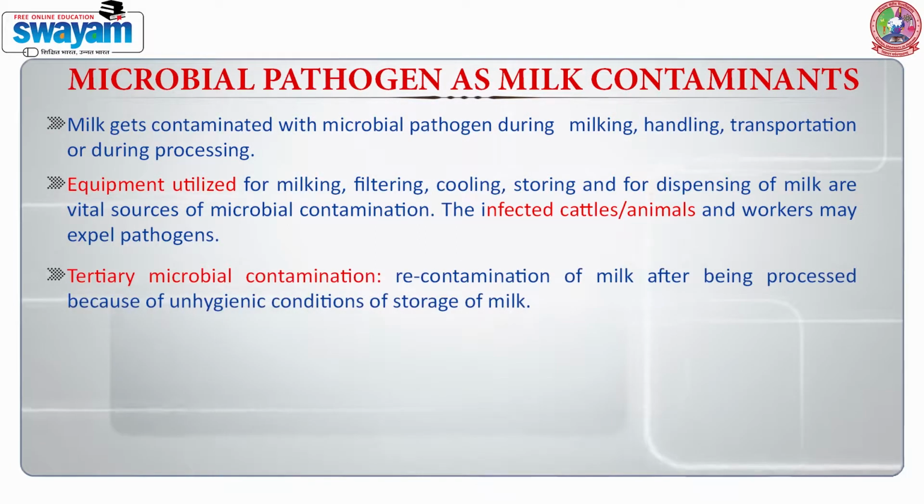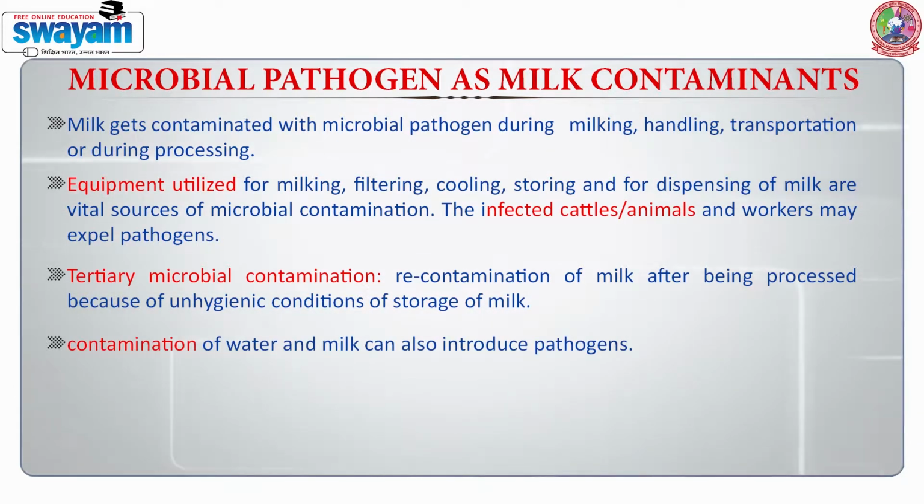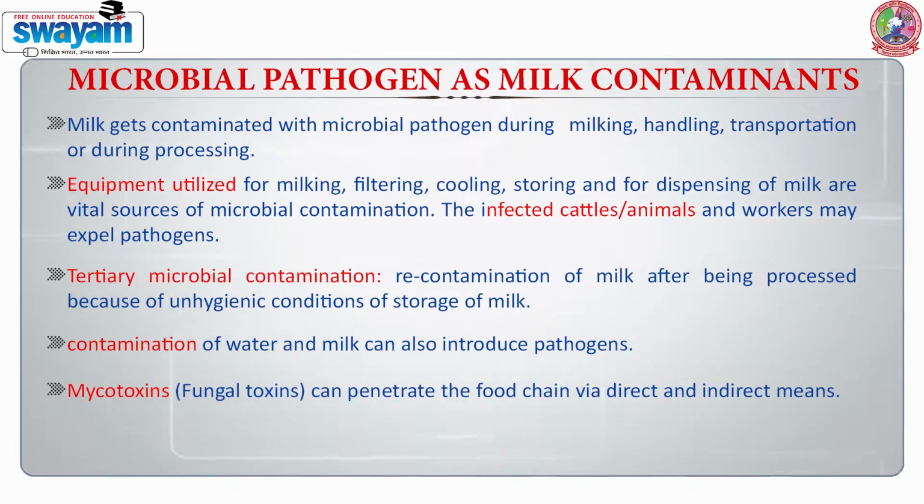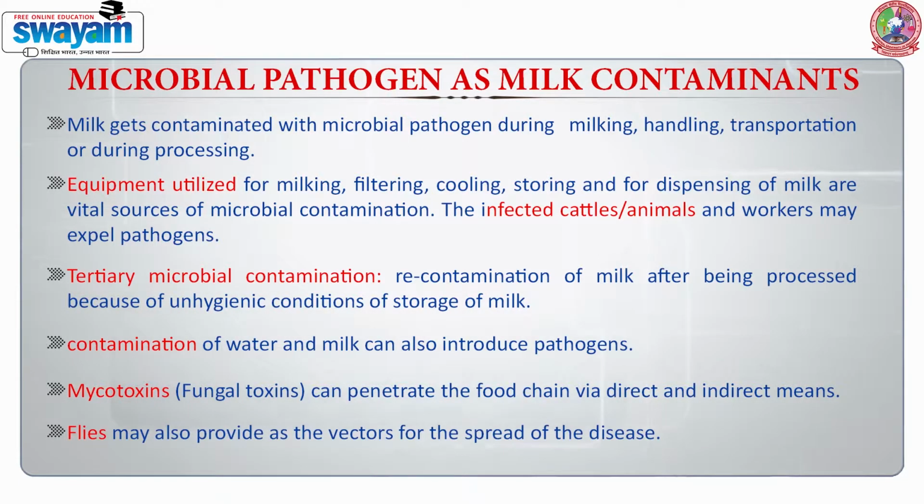There is also tertiary microbial contamination as well as recontamination of milk after it has been processed because of unhygienic conditions of storage of the milk. Contamination of water and milk can introduce many pathogens, and among the pathogens, fungi and algae are two important agents. Mycotoxins, that is, the toxins produced by the fungi, can enter the food chain by various means, which may be direct as well as indirect. Flies may also serve as a vector for the spread of the diseases.